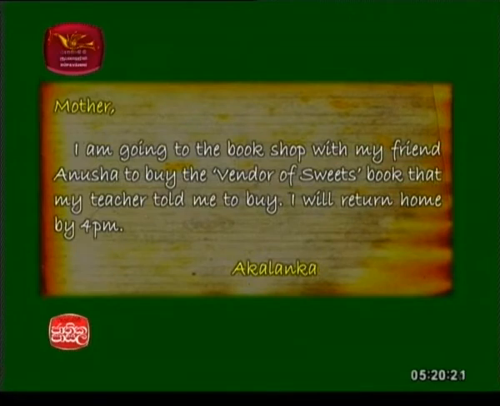Now see, it's a sudden decision because the friend might have come home, so he wanted to put a note to mother, otherwise mother might be wondering where the son has gone, right? So he has mentioned why. I'm going to the bookshop, where mother should know, with my friend to buy the book Vendor of Sweets that my teacher told me to buy.